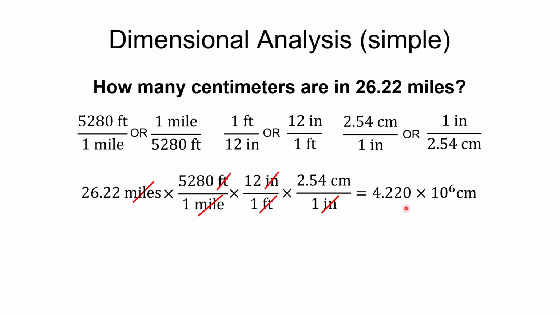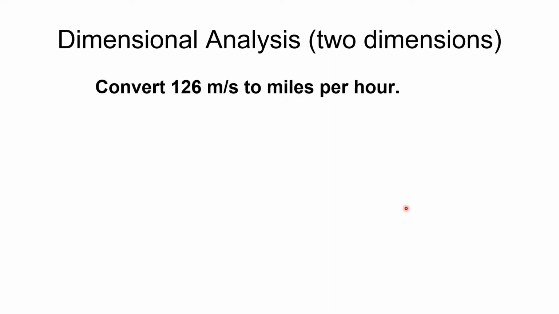So next, what we want to do is one that has 2 different dimensions, like you might have with a rate or a speed or something like that. So here we've got convert 126 meters per second into miles per hour. Well, we have 2 different conversions that we need to do. We need to convert the meters into miles, and we need to convert the seconds into hours. And we will do those separately. Now, we'll do them on the same line, but we're going to do them in steps.